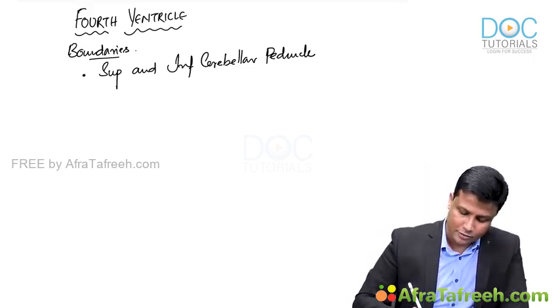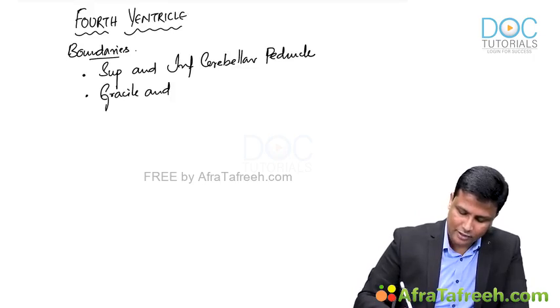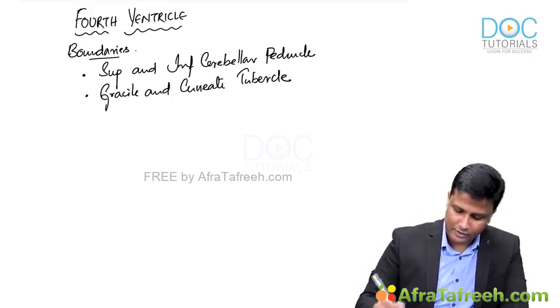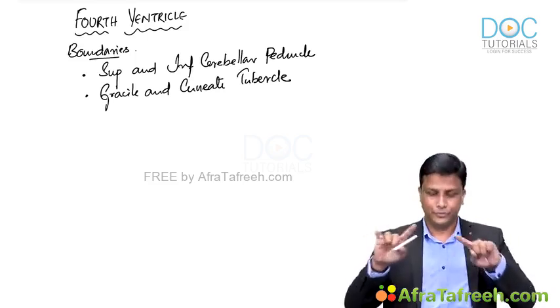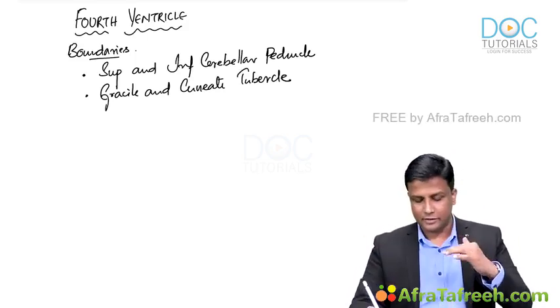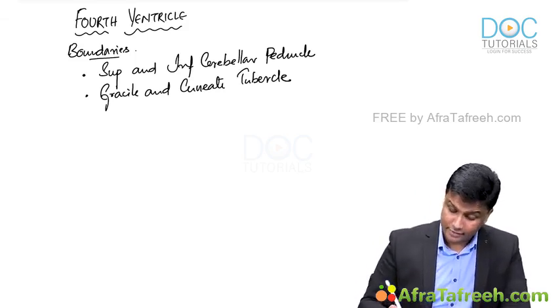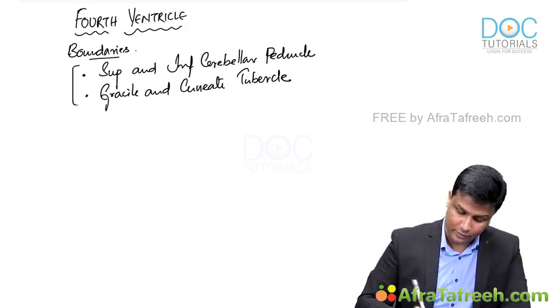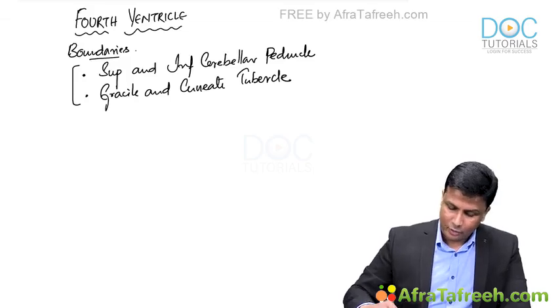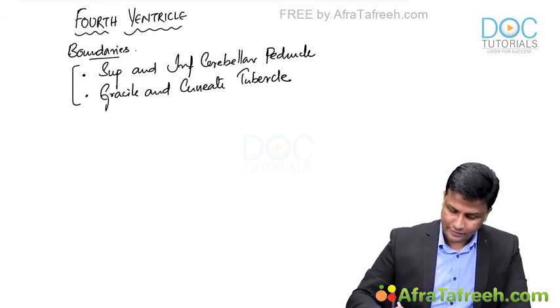And not only that, it is also bounded by the gracile and cuneate tubercle. Those boundaries I have already shown you in the diagram, guys: the superior and inferior cerebellar peduncle and the gracile and cuneate tubercles. And apart from that, what else will be forming the boundaries of the 4th ventricle? Let me show you the diagram of this one, something like this.